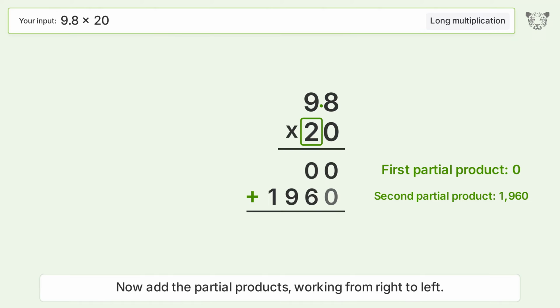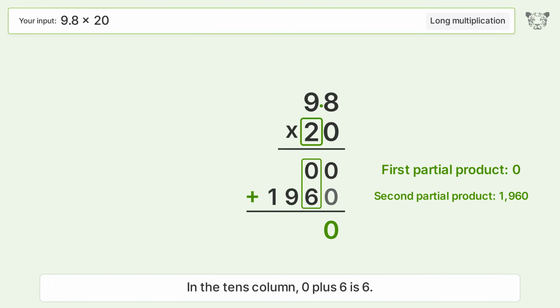Now add the partial products, working from right to left. In the ones column, 0 plus 0 is 0. In the tens column, 0 plus 6 is 6. In the hundreds column, bring down 9. In the thousands column, bring down 1. The product of the whole numbers is 1960.